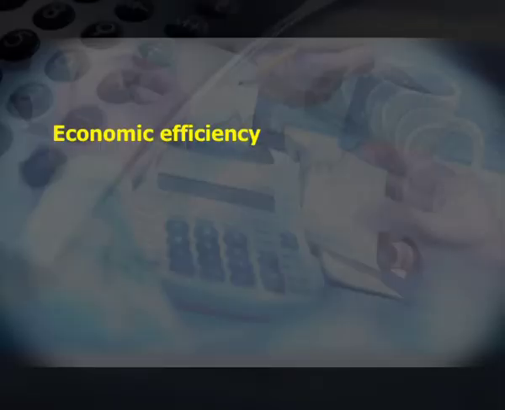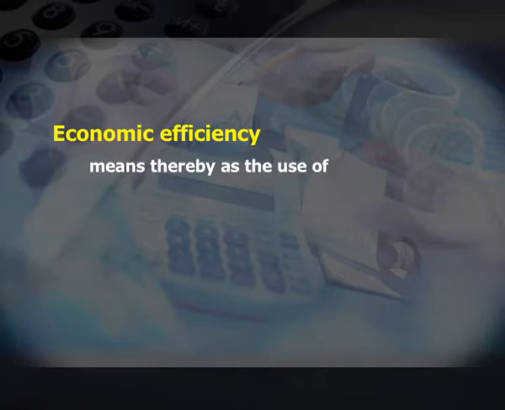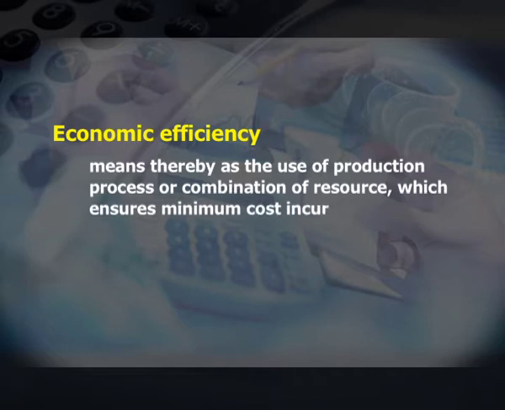Though technical efficiency is highly important, still economists are generally not much concerned with it. They are more concerned about the price of the resources. Economic efficiency means the use of a production process or combination of resources which ensures minimum cost incurred in production of a given level of output. Thus, engineers are more concerned with getting maximum physical output from given inputs, while economists are concerned with maximizing the output value from a given level of cost.